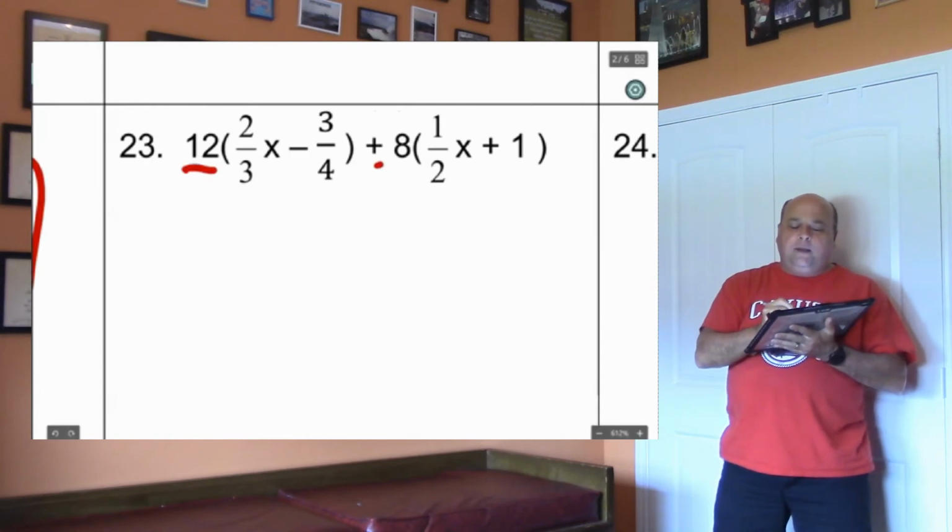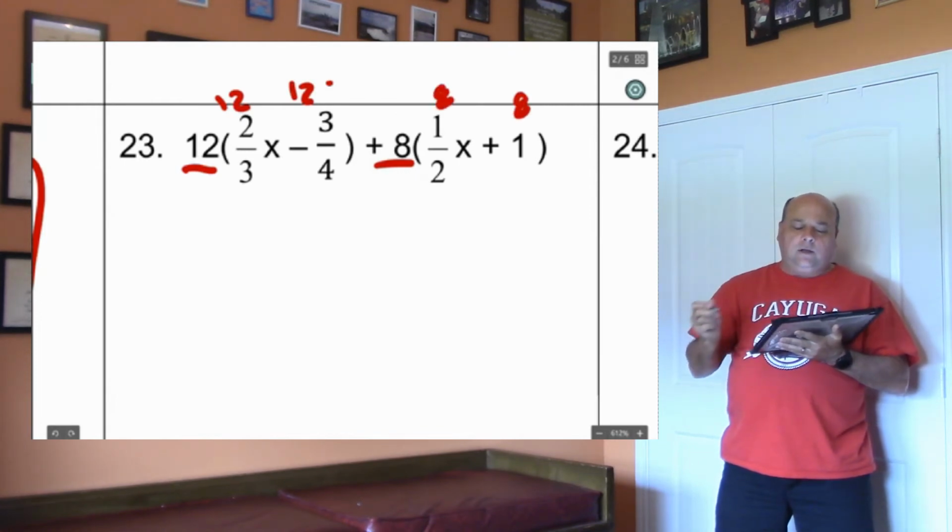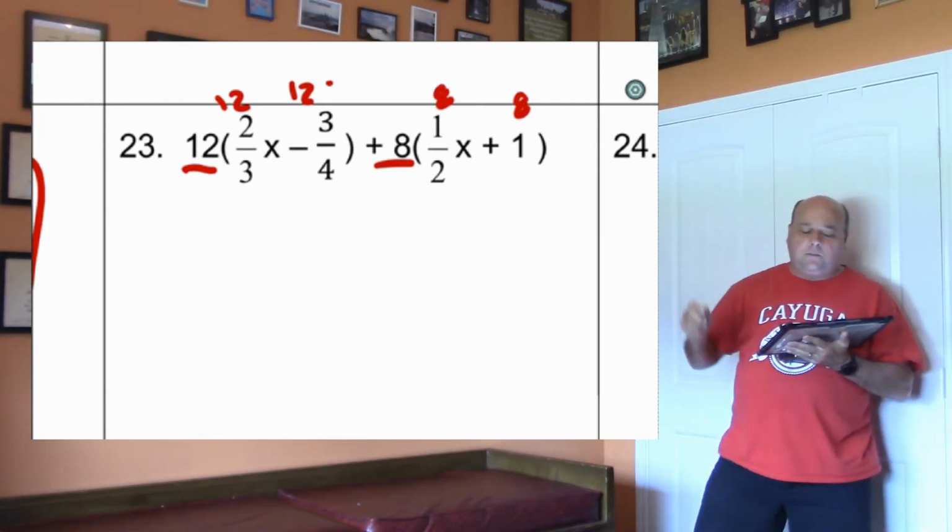We have two Bluebell trucks. So the 12 goes to here, and the 8 goes to here and here, okay? And they're both positive, aren't they? So just put the plus up there.